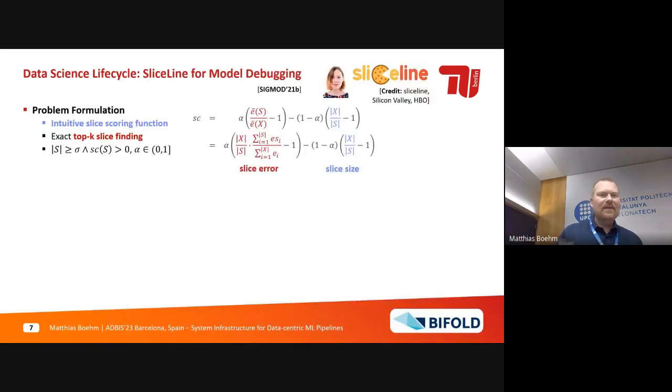On the model debugging, I can make a similar case. So this is the SliceLine paper. Svetlana was my first master's student actually at TU Graz. And what we are doing here is we want to find the top K worst slices, where a model performs significantly worse than on average.